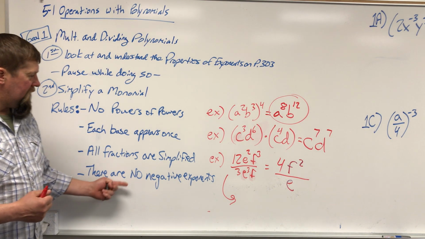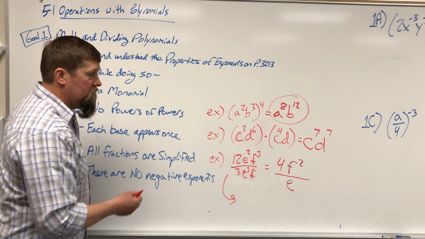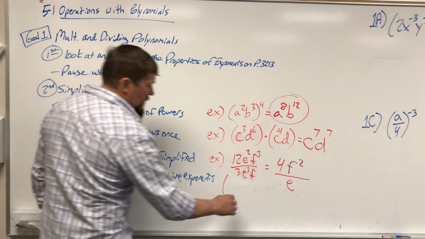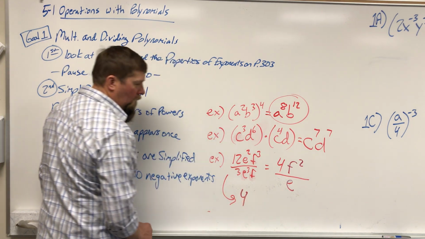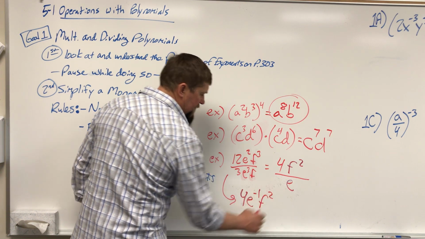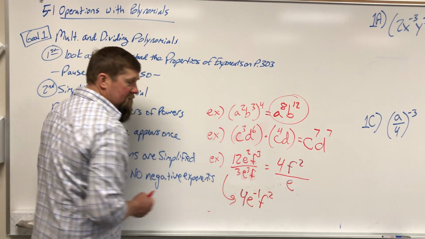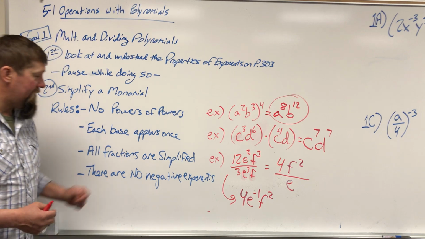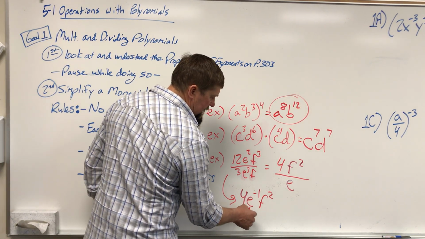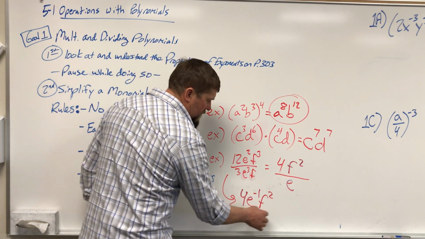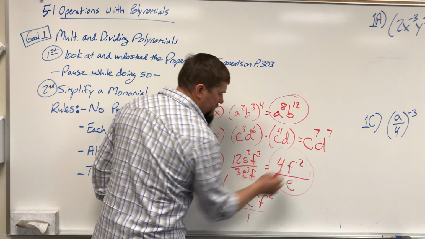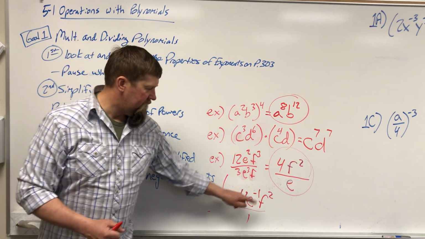Now, what if you would have done this a little bit differently? Let's say you use the subtraction of exponents when you were dividing. You might have ended up with 4 e to the negative 1st, f to the 2nd. And this is where the negative exponent comes in. If you have a negative exponent, you need to get rid of that. And so here, the e needed to go to the denominator because it has a negative exponent. And so the answer should have looked like this instead of with a negative exponent.